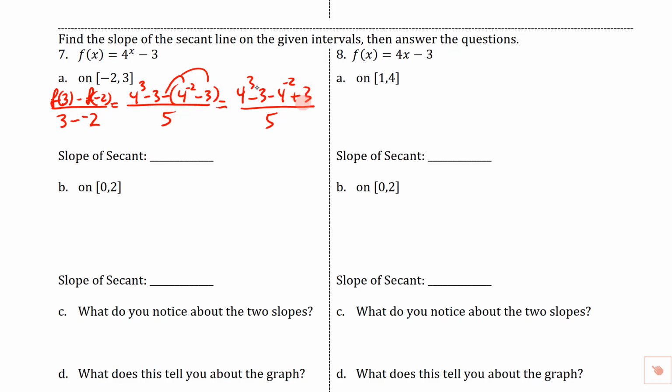And now notice what happens here. This is a -3 and this is a +3, so the two of those are going to cancel each other out. So what we have here is 4 to the third minus 4 to the -2, divided by 5. This is 64 minus, and remember -2, that's going to be the reciprocal, so that's going to be 1 over 4 squared, so that's going to be a 16th, and then we have over 5.